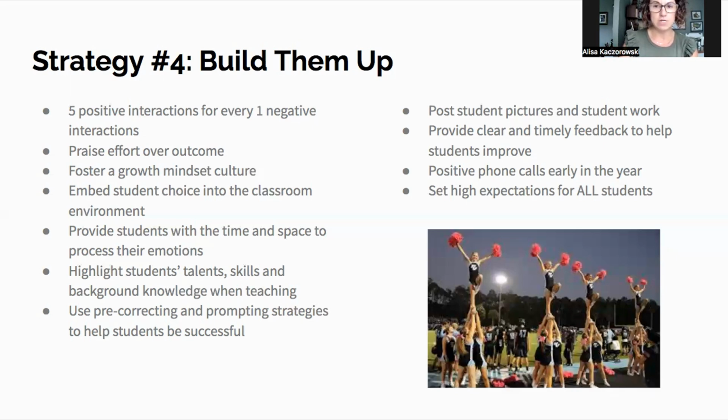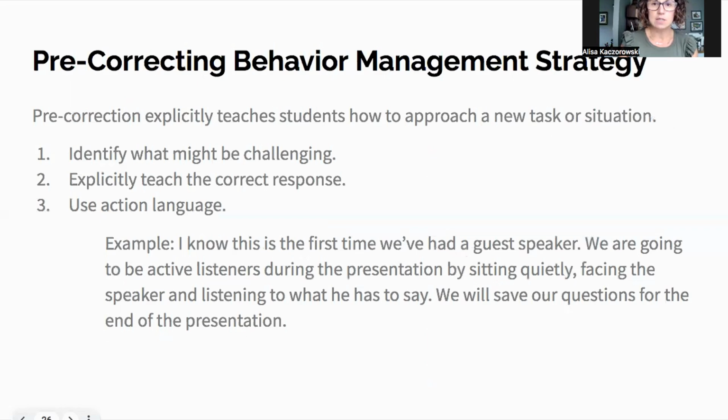And lastly, you might have noticed I skipped over pre-correcting and prompting because these are actually the next slides. So pre-correcting is a strategy that we use to help kids know how to approach a new task or a new situation. Okay, so let's say we are working with primary kids and they're going to have a guest speaker for the very first time. Well, kindergartners, first graders, second graders, probably even high schoolers, right, are not always the best at being active listeners, sitting quietly, facing the speaker, doing all of those things that we expect of them.